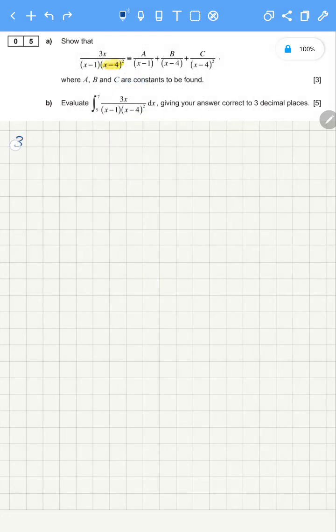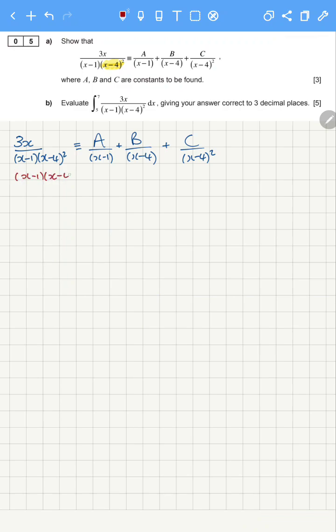So we've got 3x over (x minus 1)(x minus 4), and that is equal to, you can use the identity sign if you want to, but it doesn't really matter, A over x minus 1 plus B over x minus 4 plus C over (x minus 4) squared. And we're going to multiply by the denominator on both sides.